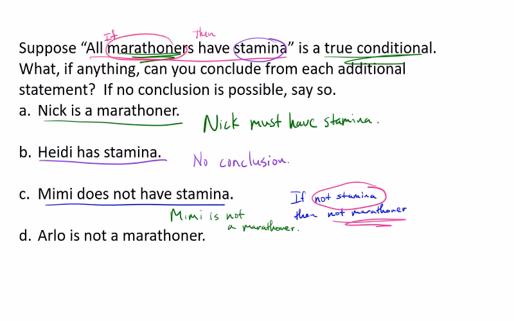All right, and then part D, Arlo is not a marathoner. So we're negating the hypothesis, and if you negate the hypothesis, that doesn't necessarily mean that the conclusion or the negation of the conclusion is true. Okay, so there's actually no conclusion that you can make with that one, because basically what you're doing is you're resorting to the converse, or excuse me, the inverse, where you're saying if not a marathoner, then they do not have stamina. And remember that doesn't necessarily have the same truth value as the original conditional. Okay, so here there's no conclusion.